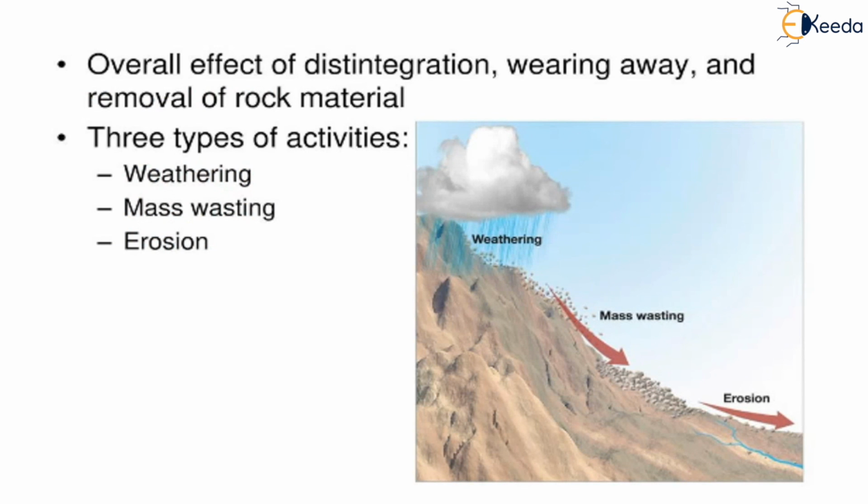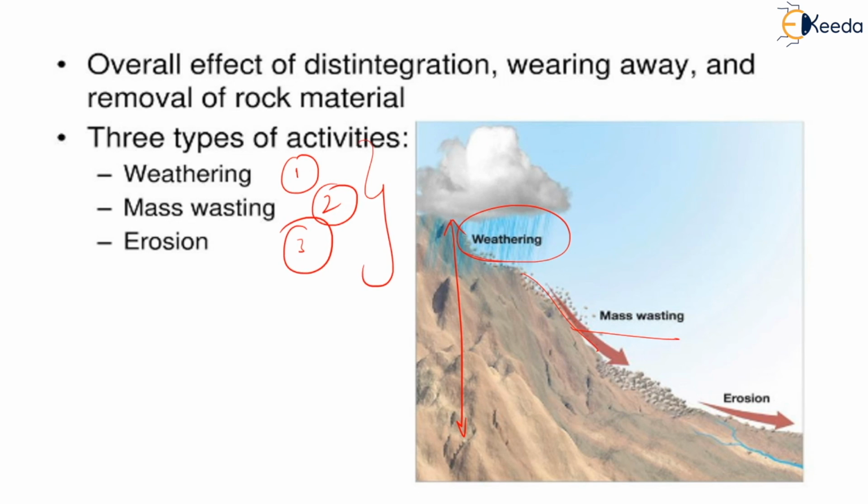The overall effect of this disintegration, the wearing away and removal of rock material, will cause denudation. Due to weathering, mass will get wasted, and due to erosion, the altitude will get reduced from time to time. There are three types of activities: weathering, mass wasting and erosion. These are the three major activities in denudation.